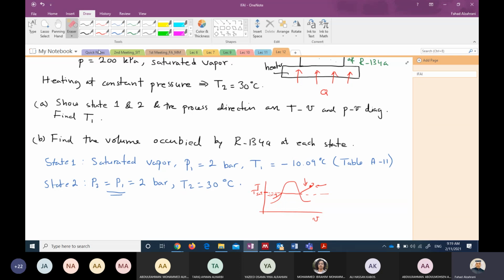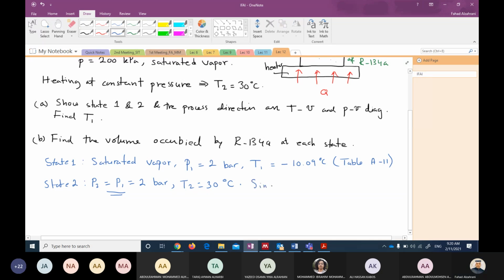It must be superheated. The other way you can think about it: the initial state is saturated vapor, and after saturated vapor we started heating. Reasonably we will not cool down, so we will not go below the saturated vapor. We must go above it. So since T is higher than T saturation at 2 bar, this is superheated vapor.